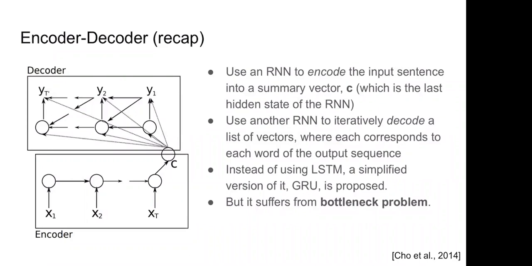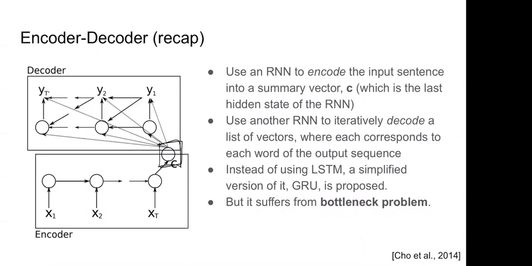All right, so let me know any time if you have a question. So let's do a recap first. We discussed in the last lecture that the encoder-decoder framework uses an RNN to encode the input sentence into a summary vector C, which is here the last hidden state of the RNN. This encoding stage creates C, and we use it as an input to every RNN on the decoder side to create the word embedding that you're decoding into as the output.